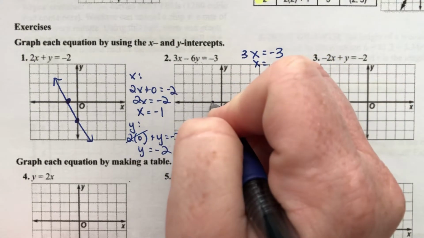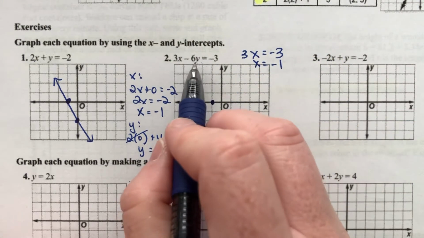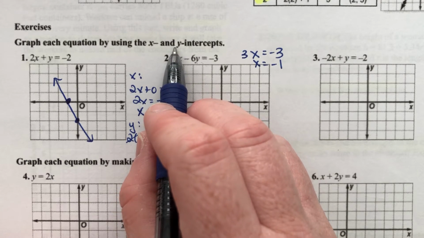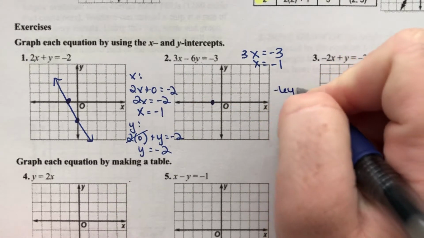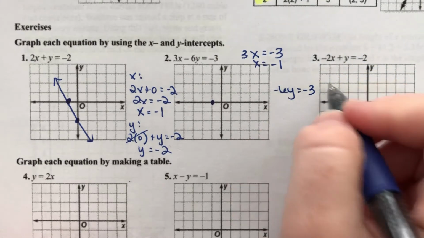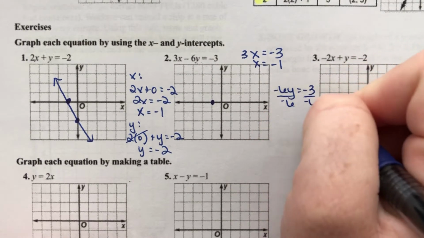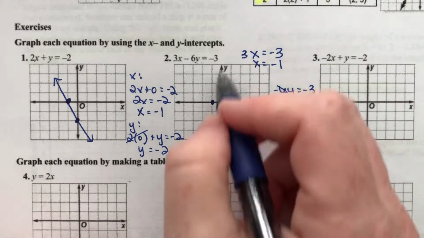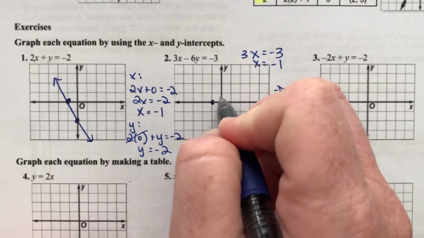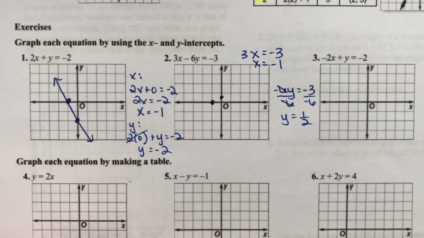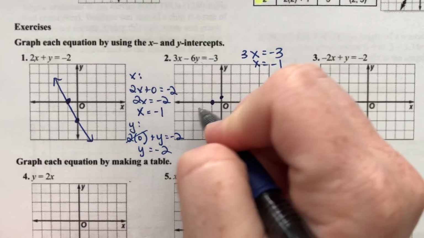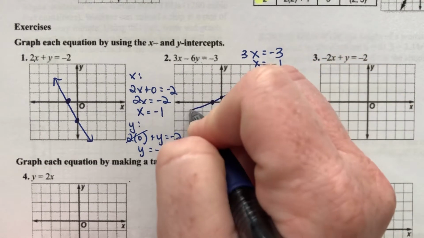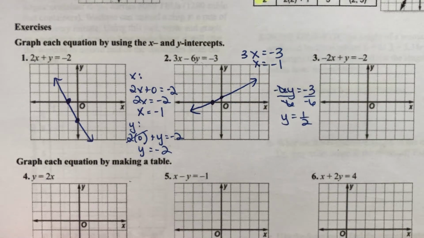So on my x-axis, I go back 1. To find y, I plug a 0 in for x, and then that whole thing goes away. So -6y equals -3. Divide both sides by -6. y equals +1/2. So on my y-axis, I'm going to just go up a half. Right? So then I can connect my 2 dots with a line. So it'll look something like that.